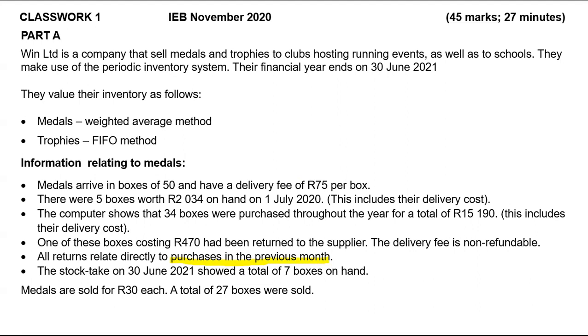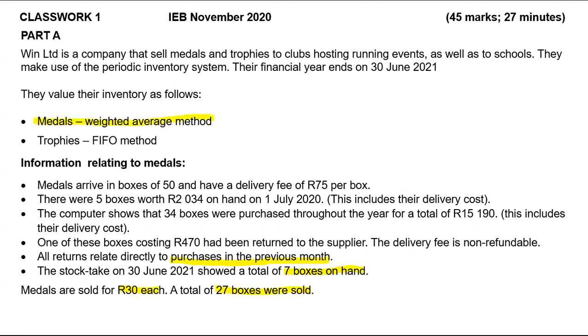That's what that means. And then they said the stock take on 30th June 2021 showed that there's 7 boxes on hand. So we need to calculate the value of 7 boxes. But because we are dealing with medals, and they told us that each medal is sold for 30 Rand, a total of 27 boxes were sold. So we can calculate sales and cost of sales there. But we know that medals are simply valued using weighted average method.